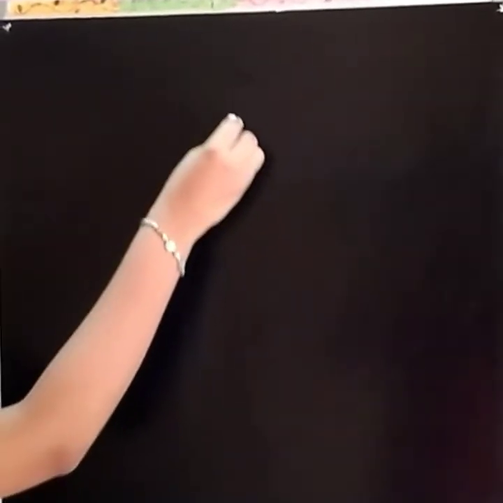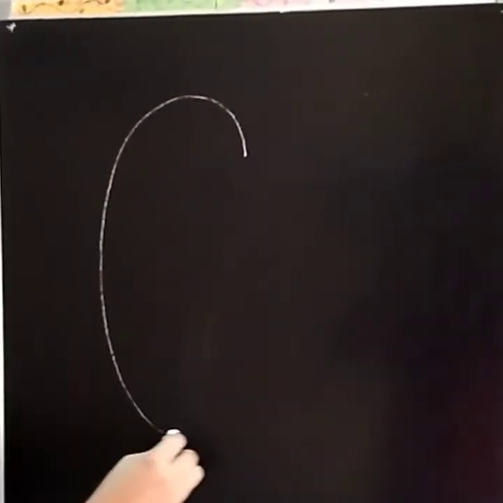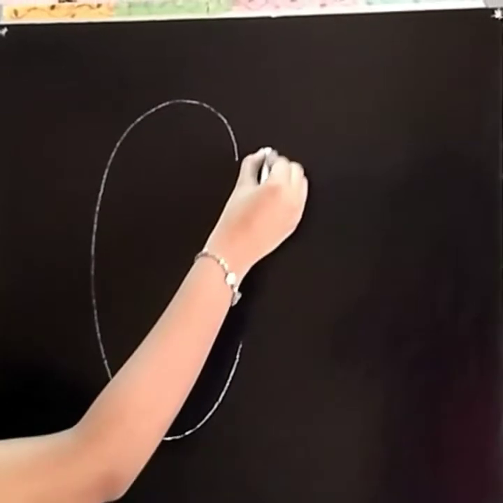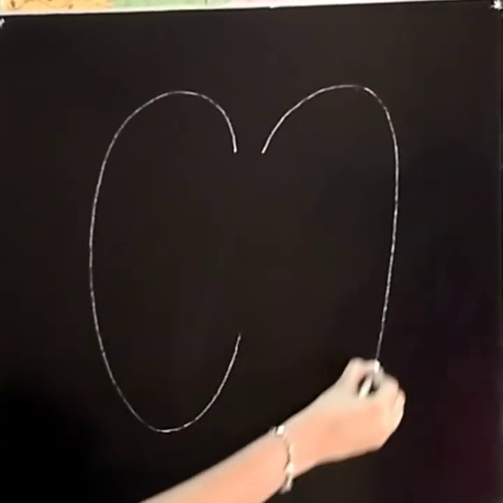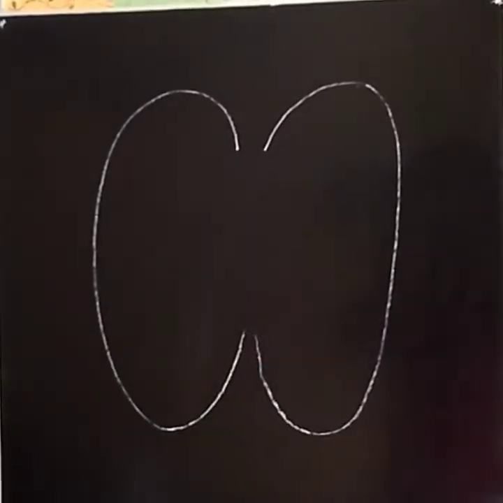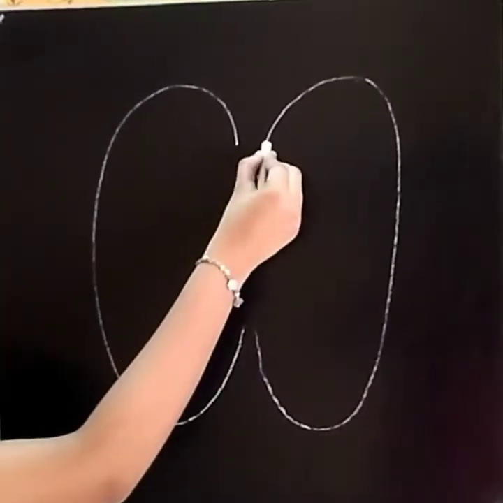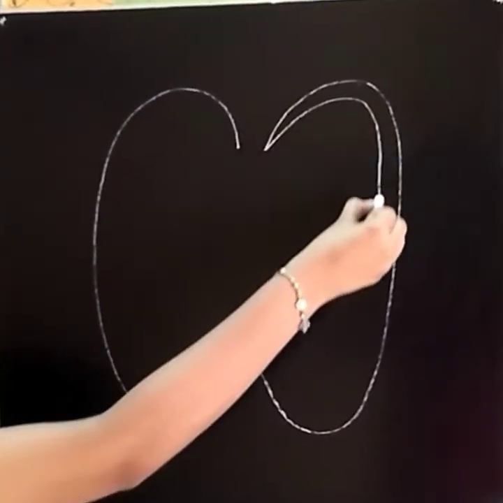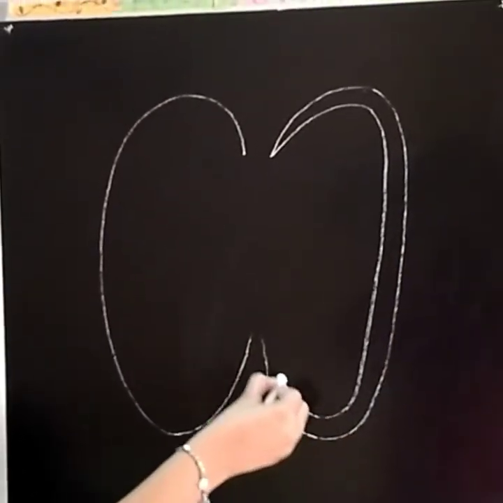Now let's draw the internal structure in detail of a bean seed. As bean seed is a dicot, you will need to draw two cotyledons. Please draw it with me. Now there will be two protective coats. One is testa and the other one is tegmen. So draw both of them like this.